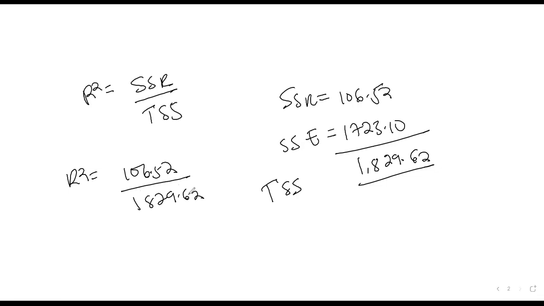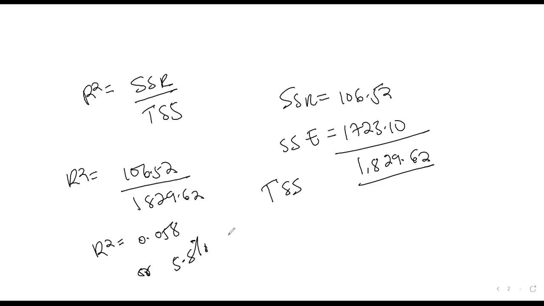So when we divide 106.52 by 1829.62, our R square will be 0.058. Sometimes in the question they can give you R square and they will still say compute R square when they want you to make it in percentage. So in terms of percentage, R square is 5.8%. All right.